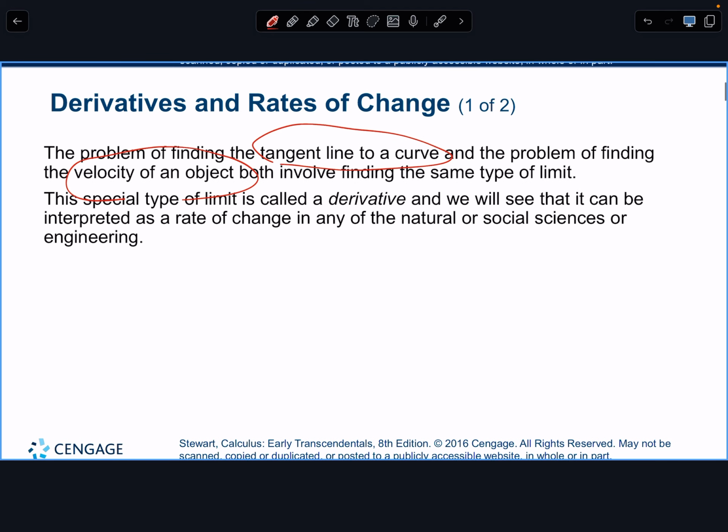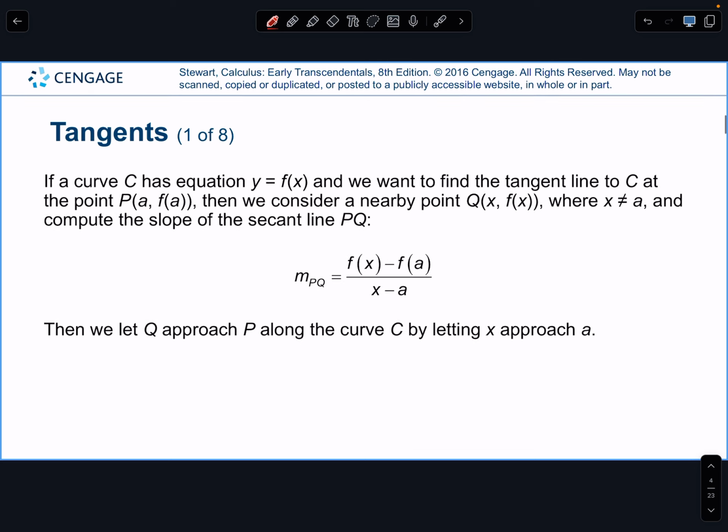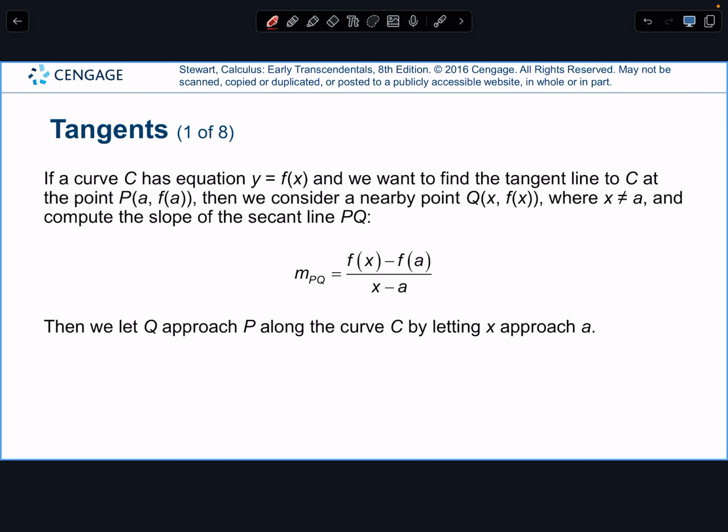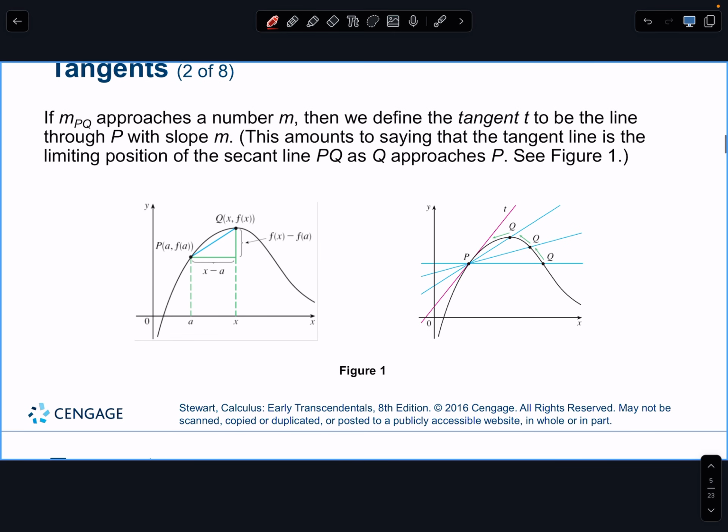It's a special type of limit. So, tangent line to the curve. If a curve has this equation, we have 2 points on the curve, one at x and one at a. Here's the slope formula, y minus y over x minus x. And let me just show you the picture. Okay, it's right here. We have 2 points on the curve, and there's a line between them. That line is called a secant line, and really, that line is extending out.